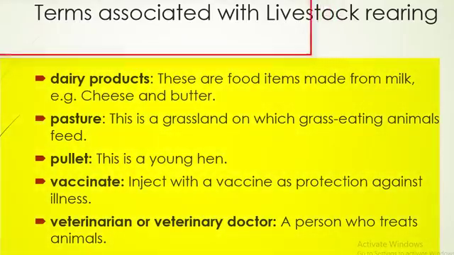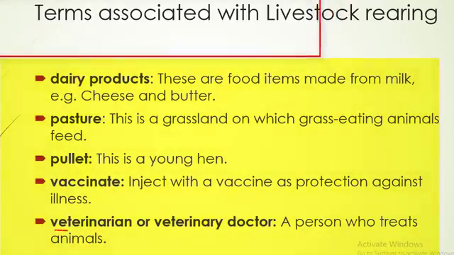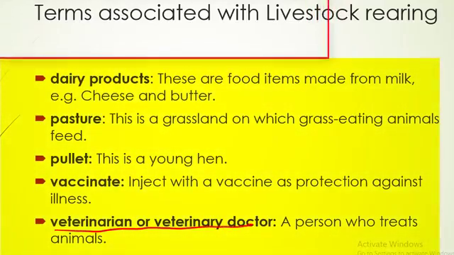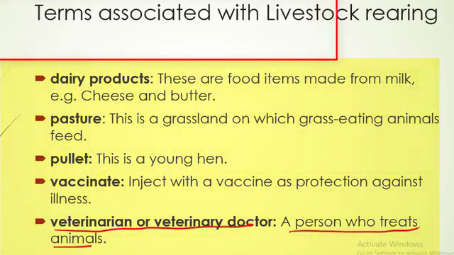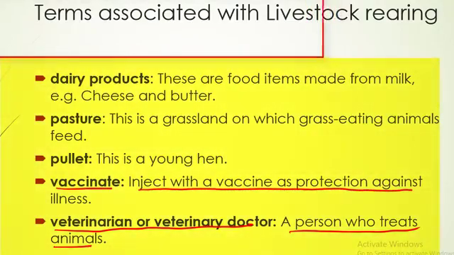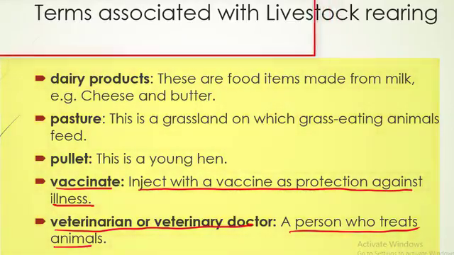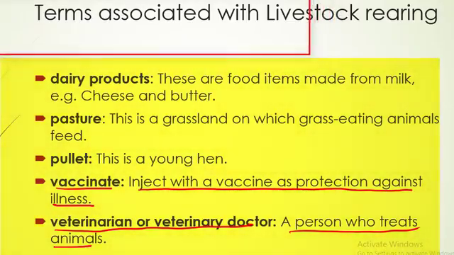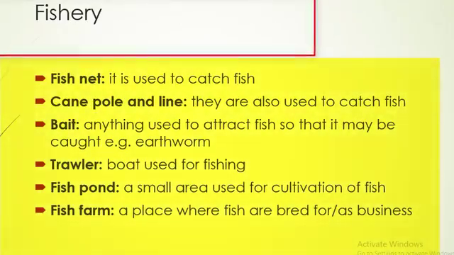Then we also have what we call a veterinary doctor or a veterinarian. A veterinarian is simply one who treats animals. So a veterinary doctor is somebody who treats what? Animals. And to vaccinate simply means to inject a vaccine as a protection against illness or as a cure against illness.